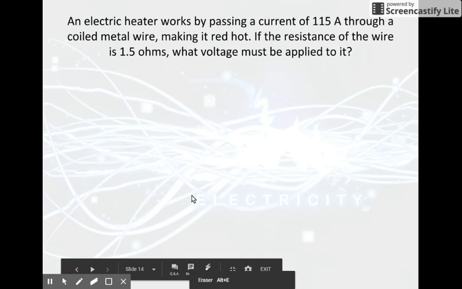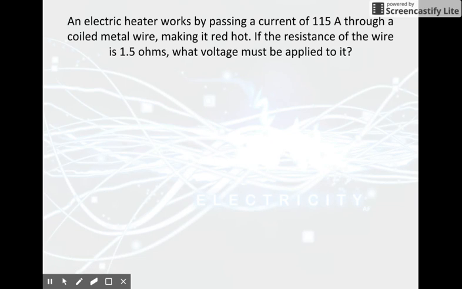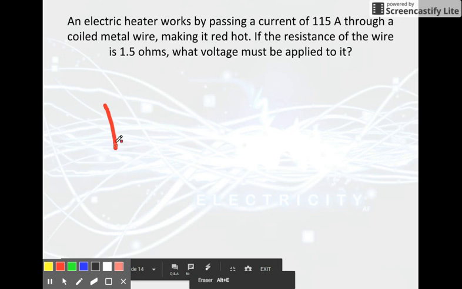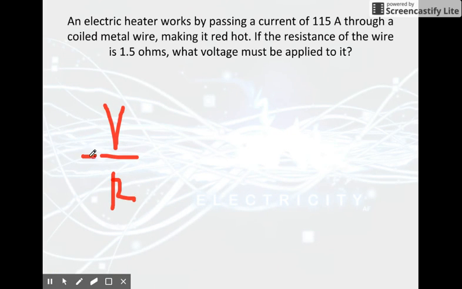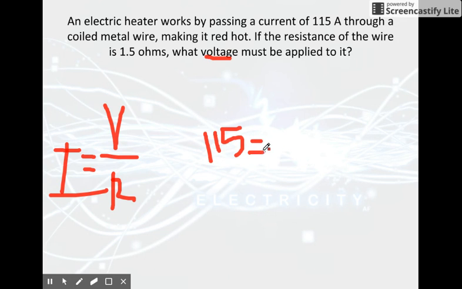And let's try one more. An electric heater works by passing 115 amps through a coiled metal wire, making it red hot. If the resistance of the wire is 1.5 ohms, what voltage must be applied to it? I'm going to use my equation, I equals V over R, and this time I'm solving for voltage. So my current is 115, my volts I do not know, and my resistance is 1.5.